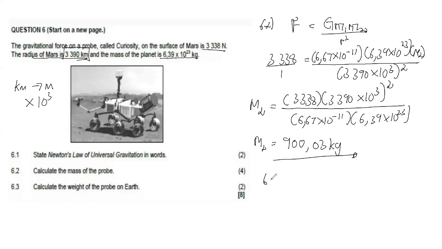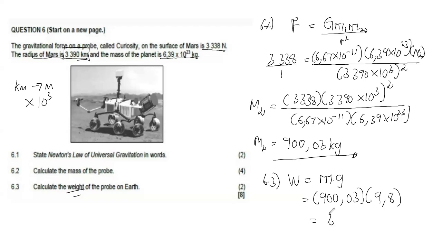Then for 6.3, they say calculate the weight of the probe. How do we calculate the weight of the probe? We know the formula is W equals mass times the gravitational acceleration of the Earth. We have already calculated the mass, it's 900.03 kg, then multiply that by the gravitational acceleration on Earth, which is 9.8.